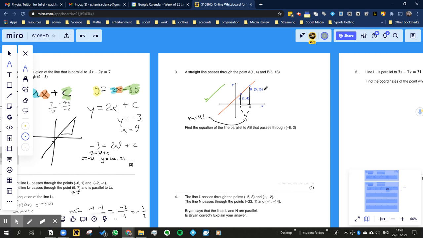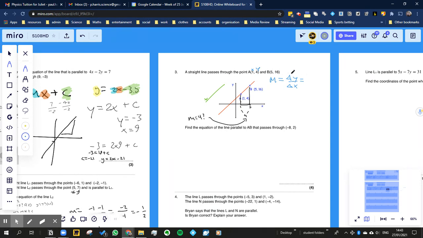So in actual fact, you can work out m, the gradient, without even drawing the graph out. But I would suggest drawing the graph out so you can visualize it a little bit better. The gradient is the change in y over the change in x, so you can just look at the coordinates. The first one is x, the second one is y.